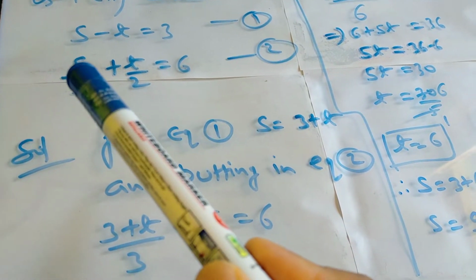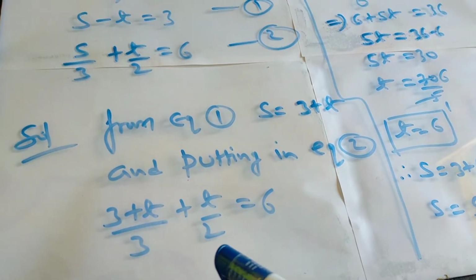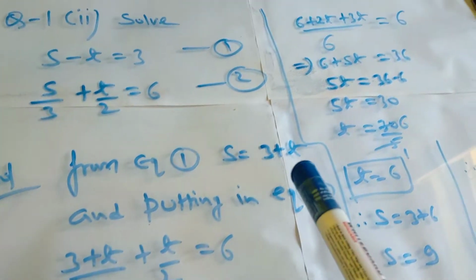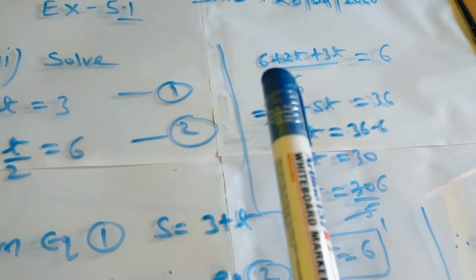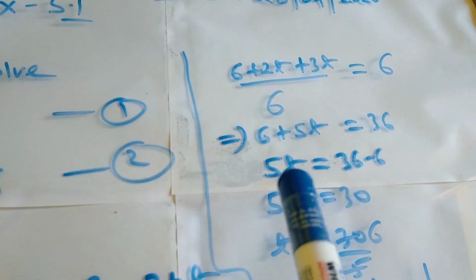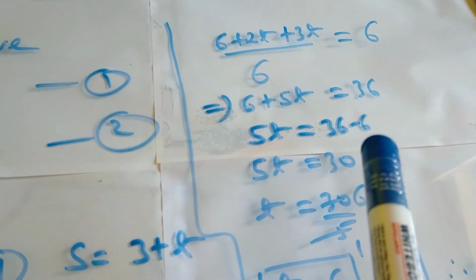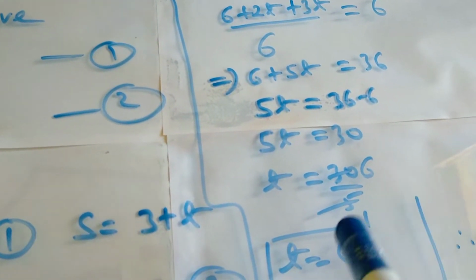In place of s, I am writing 3 plus t, upon 3, plus t upon 2 is equal to 6. After that I have taken LCM. The LCM is 6. Then it is 6 plus 2t plus 3t equal to 36. This will give 6 plus 5t equal to 36. 5t equal to 36 minus 6. It is 5t equal to 30 and t is equal to 6.